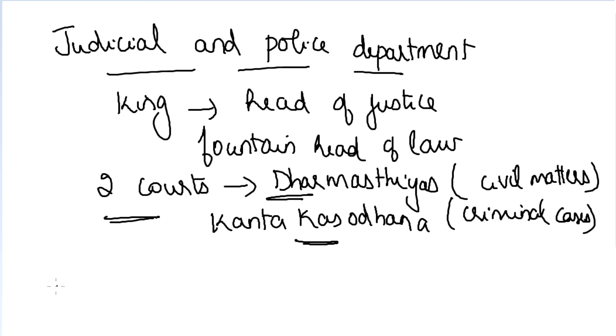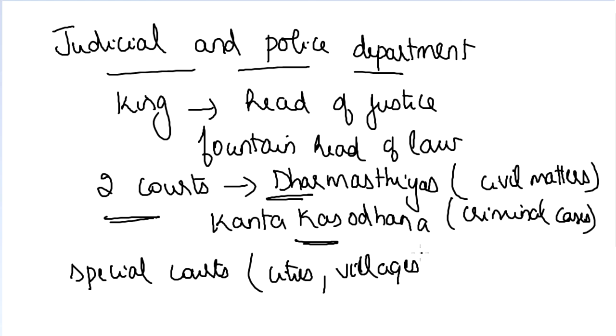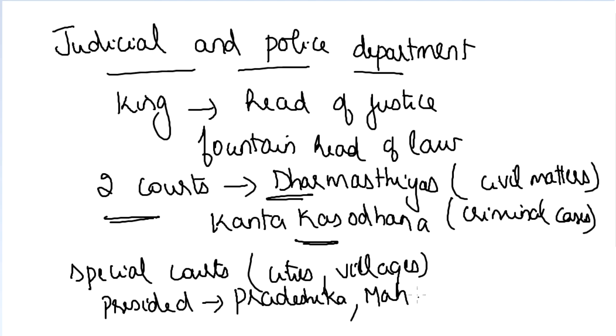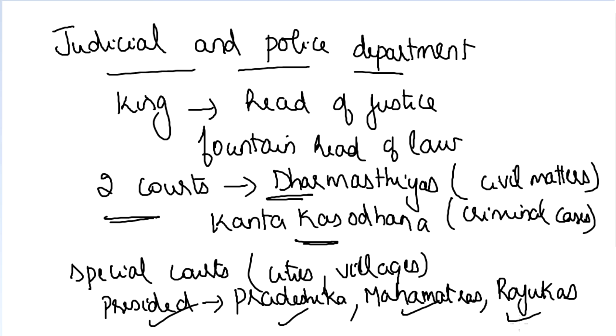And there were special courts in cities and villages. Other than these, there were special courts. These special courts existed in cities as well as villages, presided over by Pradeshikas, Mahamatras and Rajukas. The special courts presided over by Pradeshika, Mahamatra and Rajuka existed in cities as well as villages.